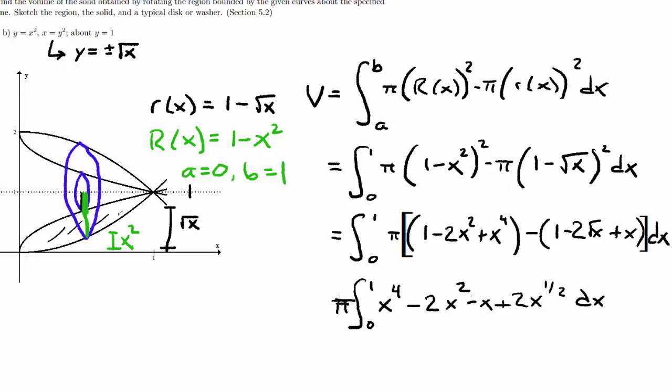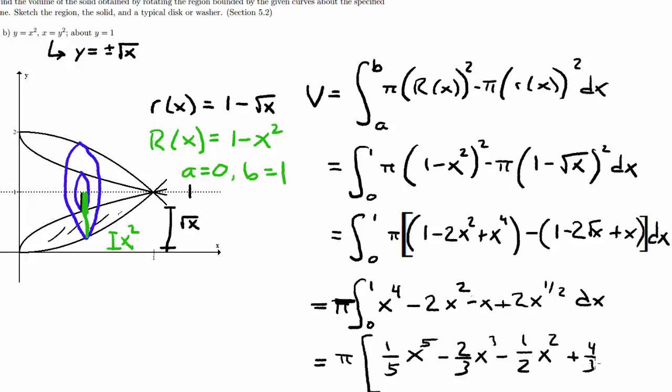Now, I forgot the pi out here. Sorry about that. So equals pi. I factored the pi out. Now it's going to equal pi times, and then the antiderivative is 1/5 x to the 5th minus 2/3 x cubed plus 1/2 x squared plus 4/3 x to the 3/2. And evaluate from 0 to 1.